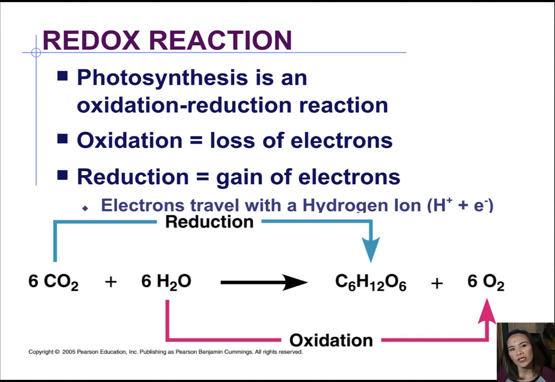Now, photosynthesis is a redox reaction, meaning there is an oxidation happening, which is a loss of electron, and a gain of electron in the reduction reaction. So let's take a look at this equation. The reduction reaction in this process is when you break down your carbon dioxide. So it means there is a gain of electron to form your glucose, which is C6H12O6. But there's also an oxidation process happening when your water is broken down to release oxygen in the process.